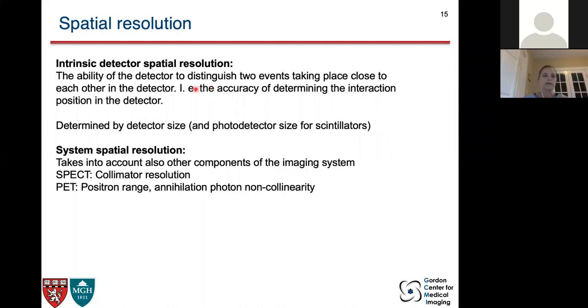This is typically determined by the detector size and the photodetector size if we're using scintillators. And for the systems that we will discuss today, we can also talk about the system spatial resolution that also takes into account other components of our imaging system. So we'll talk more about this in future slides. But for SPECT, we will have also the collimator resolution. For PET, we will have the positron range and annihilation photon non-collinearity. But I will discuss more later what this means.